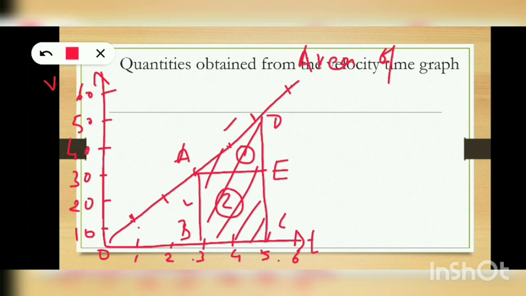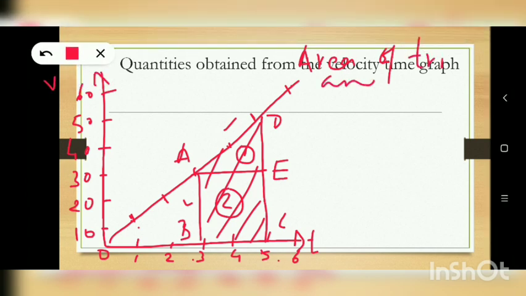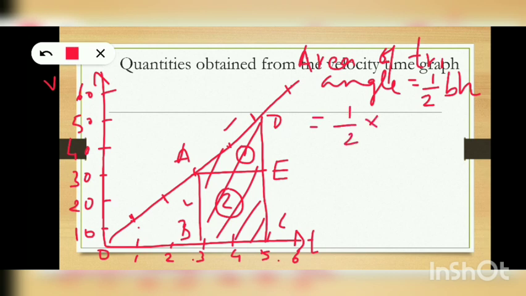Sorry, not rectangle, area of triangle. So how can we find the area of a triangle? What is the equation to find the area of a triangle? It is half BH, equal to half into B, where B represents the base. Here, the base portion of the triangle is AE, and the height is DE. DE represents the height.